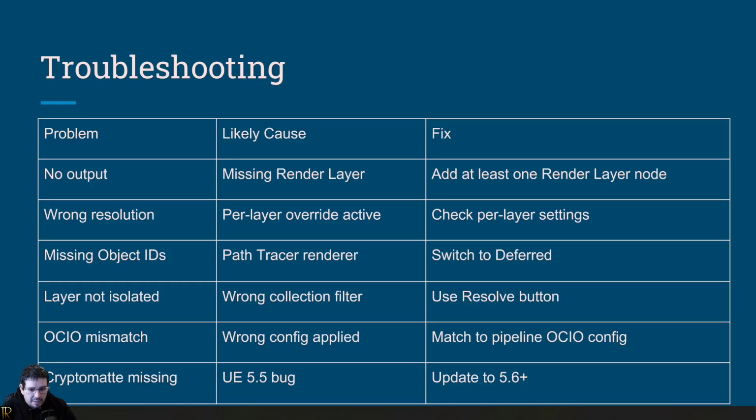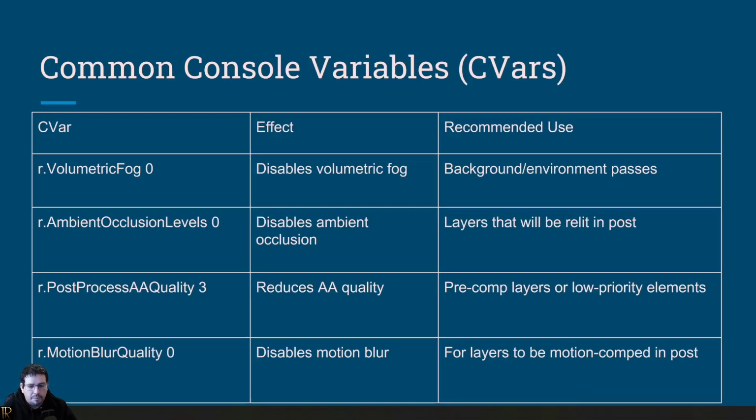Cryptomatte missing? It used to be a bug on 5.5. It should be fixed now on 5.6 and 5.7. So I thought this could be handy, so I thought I'll share it. Even though I'm not showing you how to use it, I think you can look it up. But I think these are really handy console variables, and I put them in there for you so you can just copy and paste them, right?